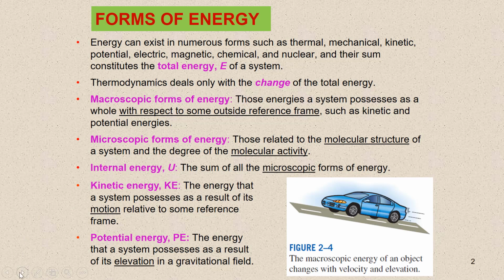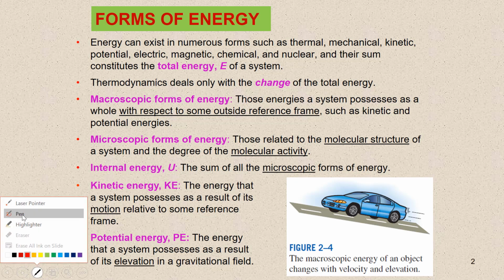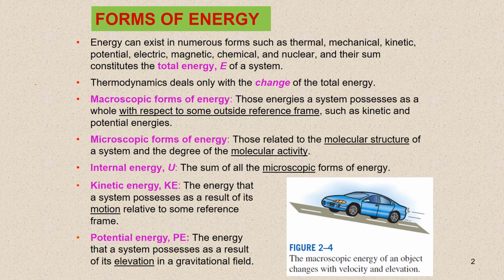Now let's look at different forms of energy. Energy can exist in numerous forms such as thermal, mechanical, kinetic, potential, electric, magnetic, chemical and nuclear energy. And there are some constituents of the total energy, capital E, of a system. The total energy of a system on a unit mass basis is denoted by simple e and is expressed as simple e equals capital E divided by m in kilojoules per kilogram.